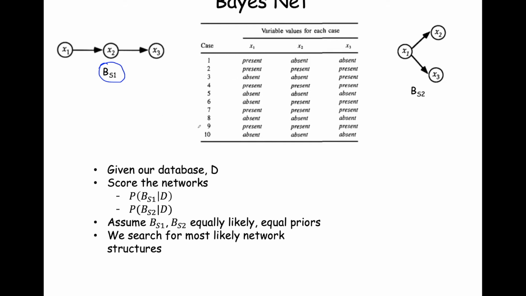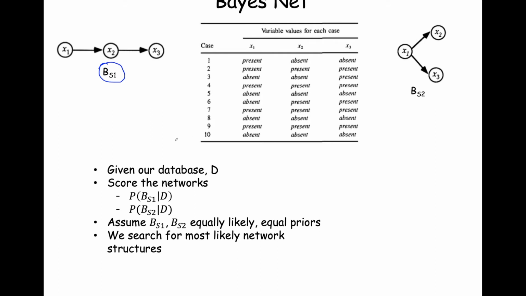This score, we're going to depict as the probability of Bayesian net structure 1 given the data, and the probability of Bayesian net structure 2 given the data. Now you can assume equal priors. That means there's no preference for the first structure over the second, but you want to know which one most closely coincides with the ground truth dependencies in the data. You do that by looking at the probabilities associated with each of these networks.